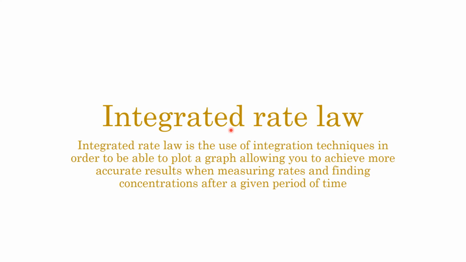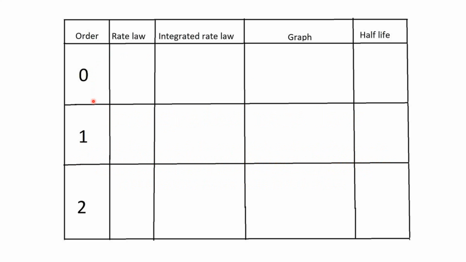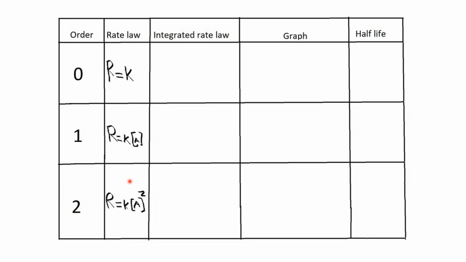The integrated rate law is basically the use of integration techniques to find expressions with integrals in order to be able to plot a graph or to find specific concentrations at specific times or vice versa, in order to get more accurate results. So we're going to be discussing the integrated rate law for three different orders: the zero order, order 1, and order 2. Now the rate laws have been discussed in previous videos, so I'll just fill them in right now.